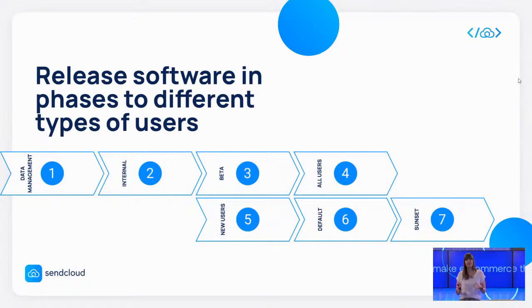One other thing I'd like to highlight here is that these steps are all optional. This is just one example of how we release software. Sometimes we use 7 steps, sometimes we only use 4 of them, sometimes we can release very small things immediately to all users. So it depends on what we're actually building.